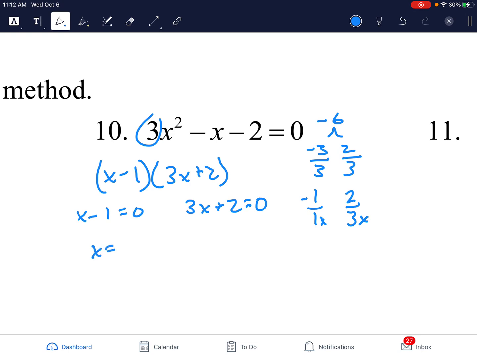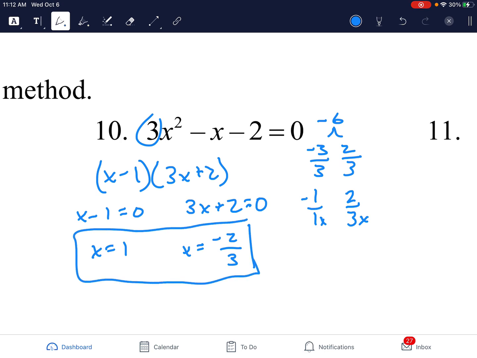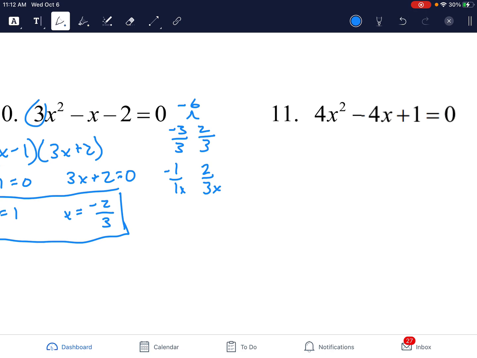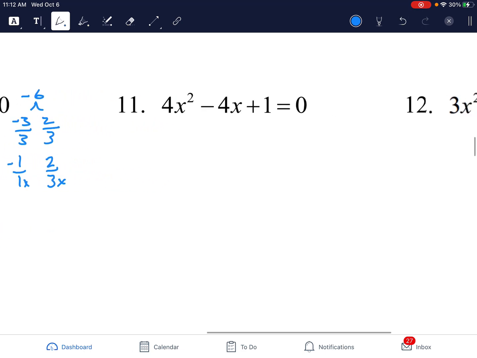So the first one, x will equal 1. All right. And then the second one, I'm going to subtract 2, divide by 3, so x will equal negative 2/3. All right. Number 11.